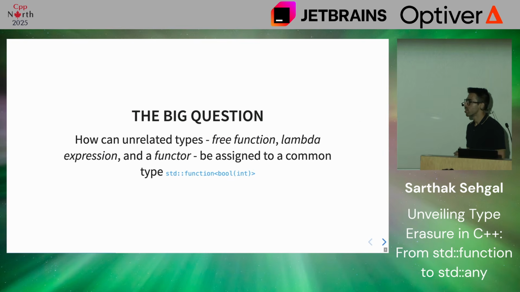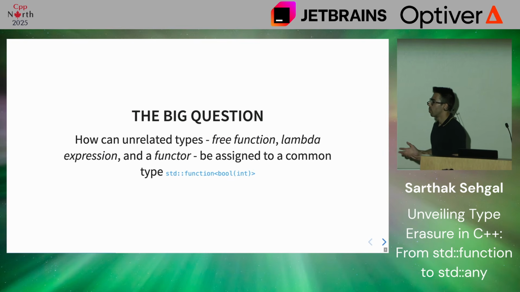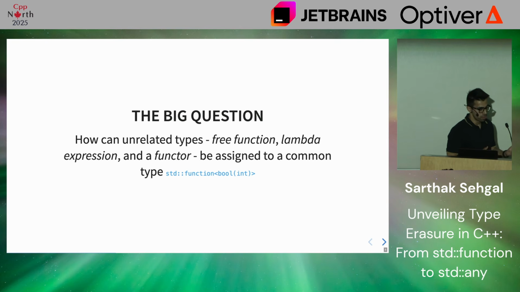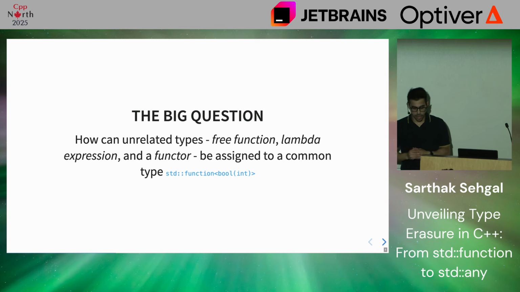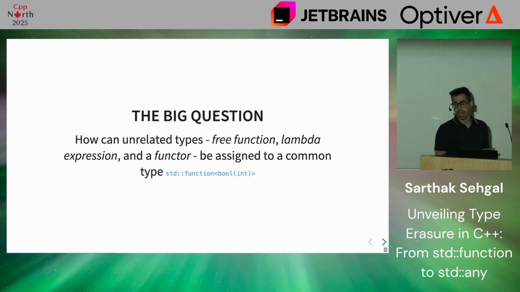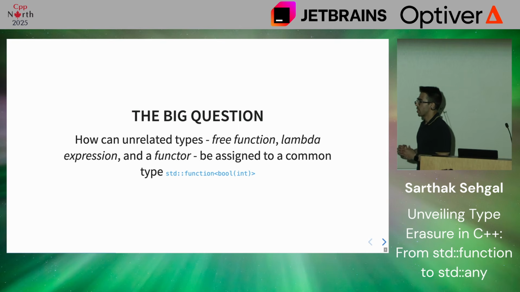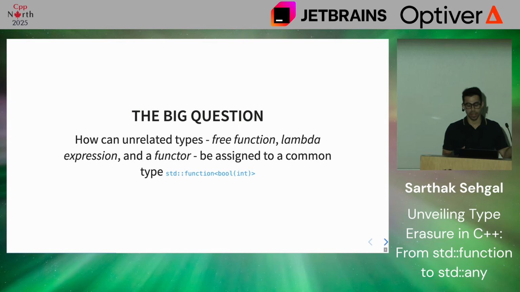So the big question is, how can we implement a class like std function, which can have these unrelated types, free function, lambda, functor, be assignable to a common type? And although I'll focus on std function and standard library containers, you can extend this to any object-oriented programming hierarchy that you might have seen before.